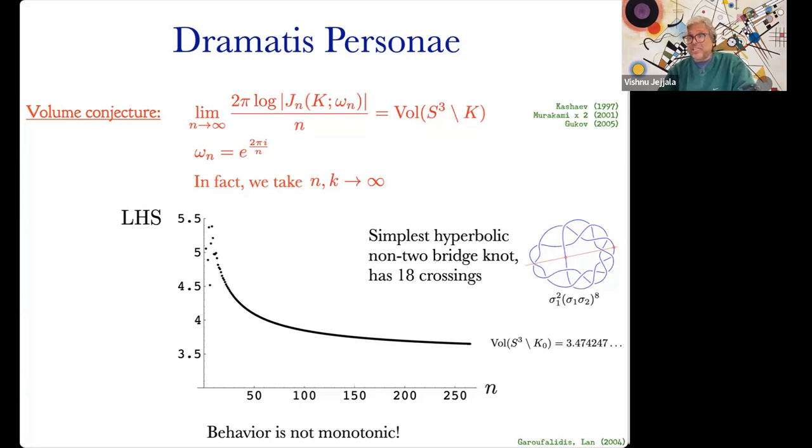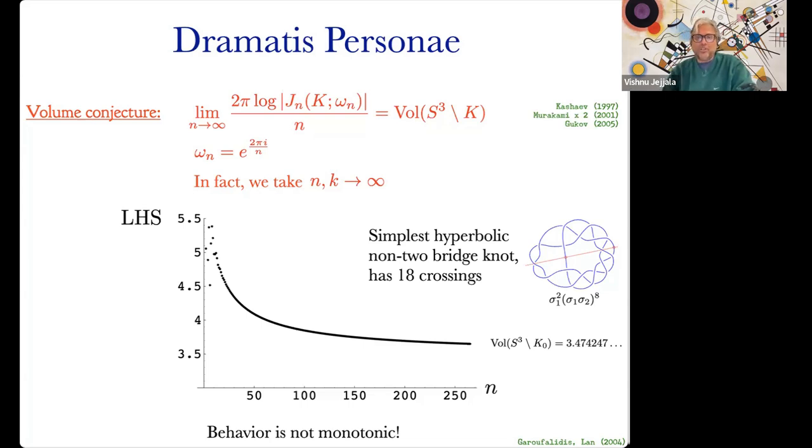In fact, in addition to taking the representation n to infinity, you also need to take the color, the coefficient k, the Chern-Simons level that appears in the action, to infinity as well, and these go to infinity in the same ratio. If you try to evaluate this conjecture, it's difficult because in most cases we don't know how to calculate the colored Jones polynomial up to arbitrary colors.